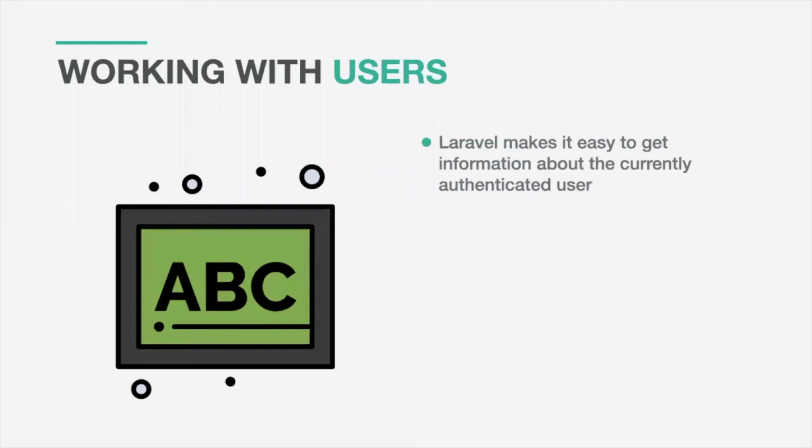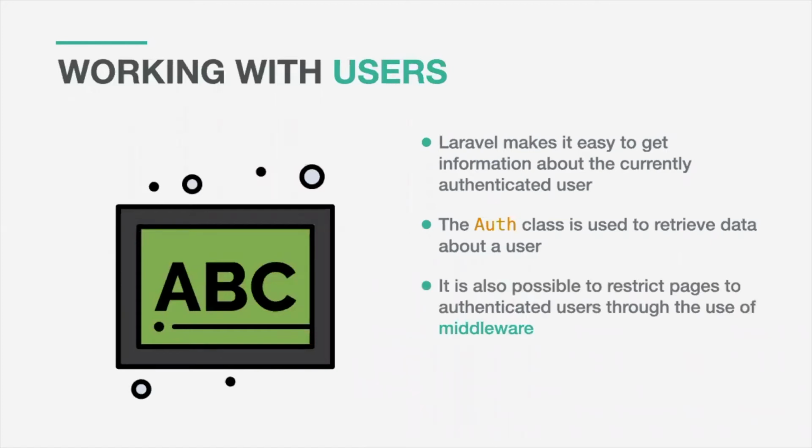All right, so Laravel makes it easy to get information from authenticated users. We can do this using the auth class. So there's a specific class that is used to retrieve the data for the authenticated user, the user who is logged in. And it is also possible to restrict pages to just authenticated users using some middleware.